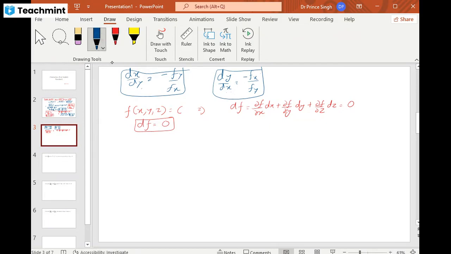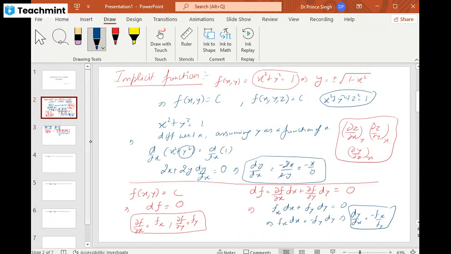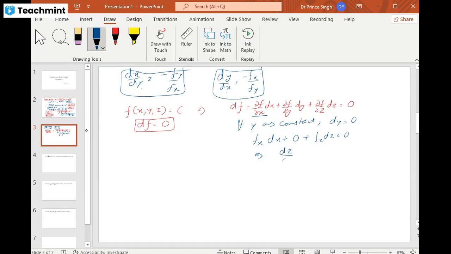So if I'm assuming y as a constant, it means that dy is zero. If y is constant, then dy is zero. So what are we left with? We have fx dx, this is zero, and here we have fz dz equal to zero. So this expression is similar to this expression, right? fx dx plus fy dy equal to zero. So what is the value of dz/dx? It is the same like this one. If z is in the numerator, x is in the denominator, then fx in the numerator and fz in the denominator. But in this case, because we have assumed y as a constant, this derivative is now converted into a partial derivative. So basically this is ∂z/∂x at constant y. What is ∂z/∂x at constant y? It is minus fx upon fz. So it means the formula is the same, right?